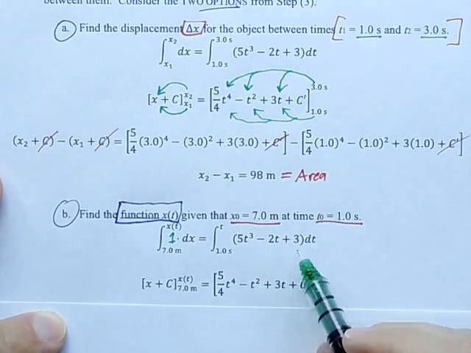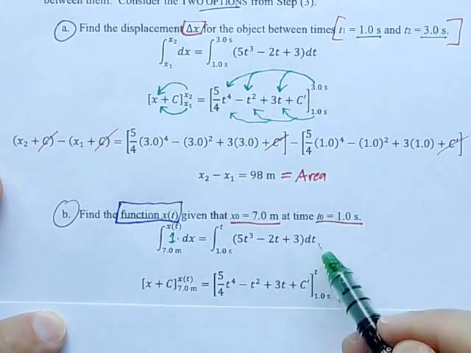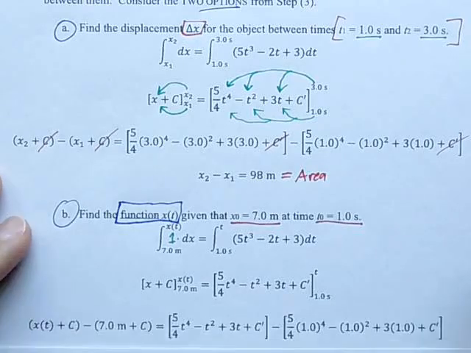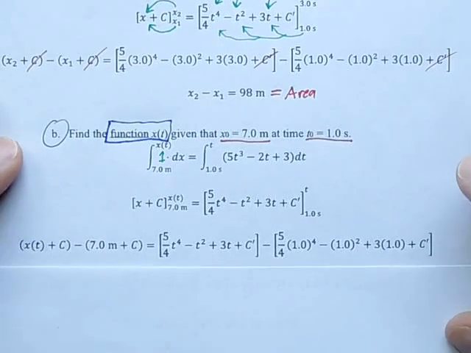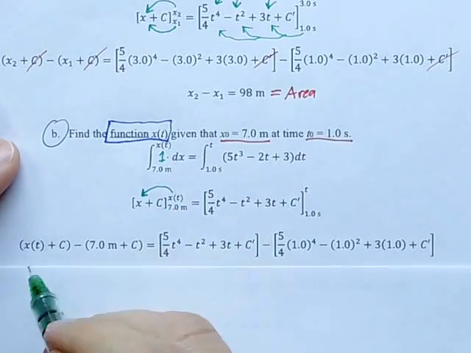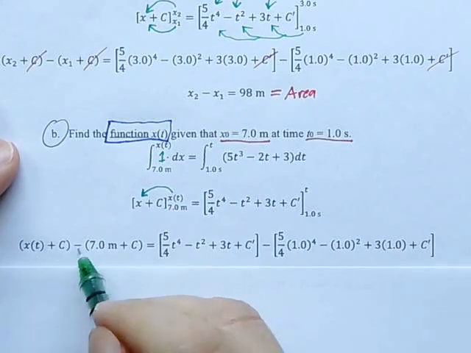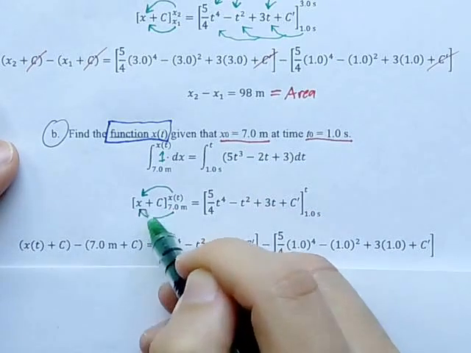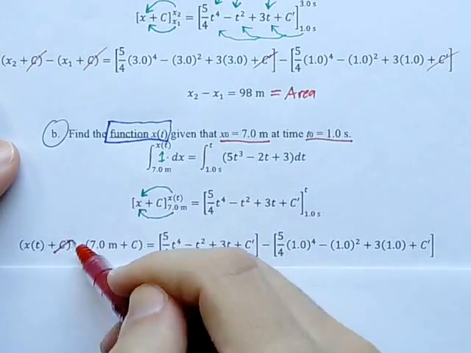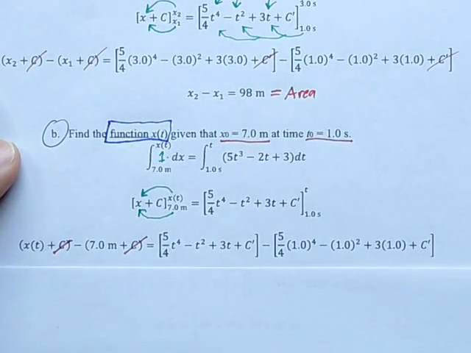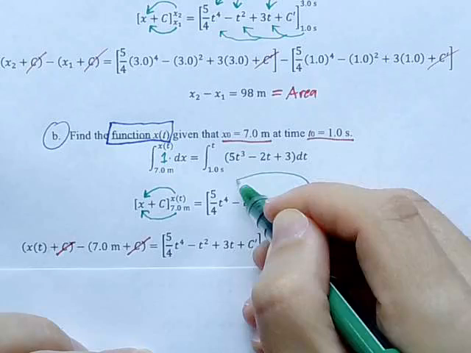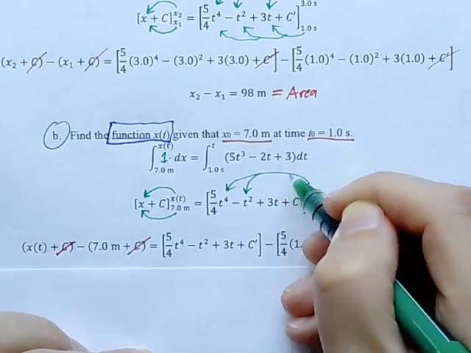And here the antiderivative of our velocity function with respect to time, that's this, gets evaluated at 1 second and at t. So on the left-hand side, we're going to plug x of t in for x. So this becomes x of t plus c minus the 7 meters plugged in for x, 7 plus c. As before, c and c cancel out. We don't need to know that constant. On the right-hand side, we're going to put t in for t, t, and t.